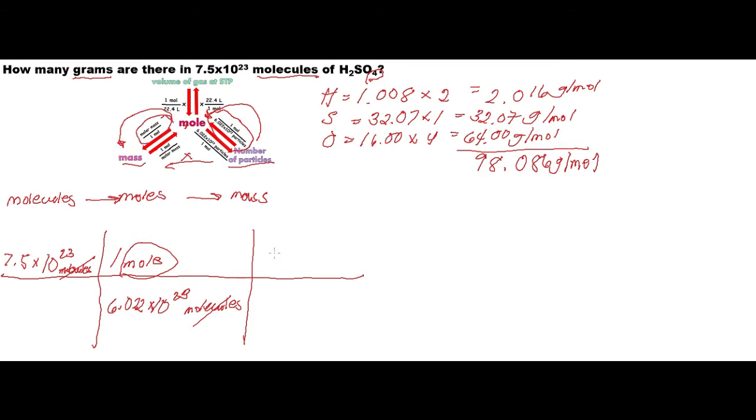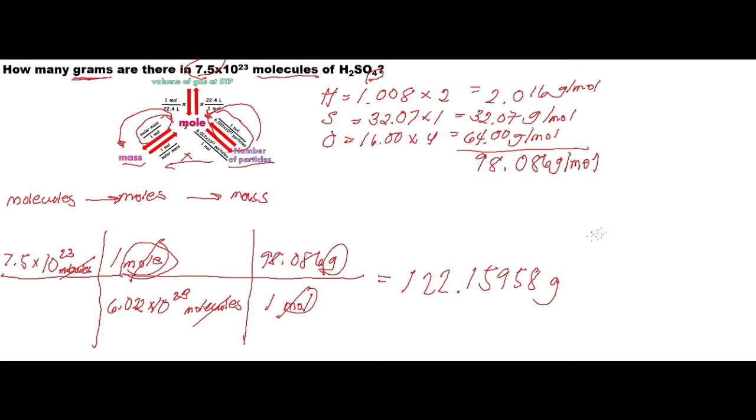Now let's use this conversion factor since we want to go to mass from mole. So copy the molar mass, 98.086 grams over 1 mole. So we will cancel this. Now we will have the grams. Solving for this, we will get 122.15958 grams. Since the given has only two significant figures, our final answer should also have two significant figures.